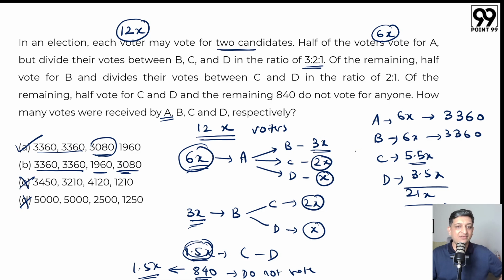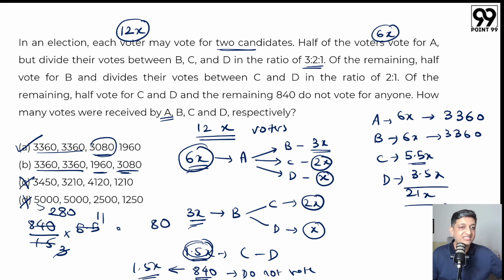I can also try this and figure it out. So 5.5X is what I'm looking at. If X is 840 divided by 1.5, then what is 5.5 times X? This is what we are going to get. So 5 3s are 15, 5 11s are 55, and we are going to get 280 here. 280 into 11 will be 11 zeros are 0, 11 8s are 88, 11 2s are 22, 2 plus 8 is 10. So 3080 will be the value of 5.5X, and of course 3.5X automatically will come to 1960. And that's why the answer to this question is going to be option A.